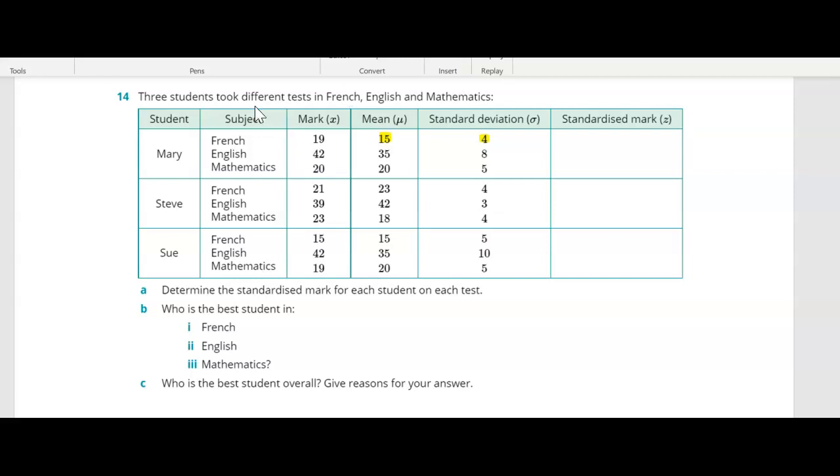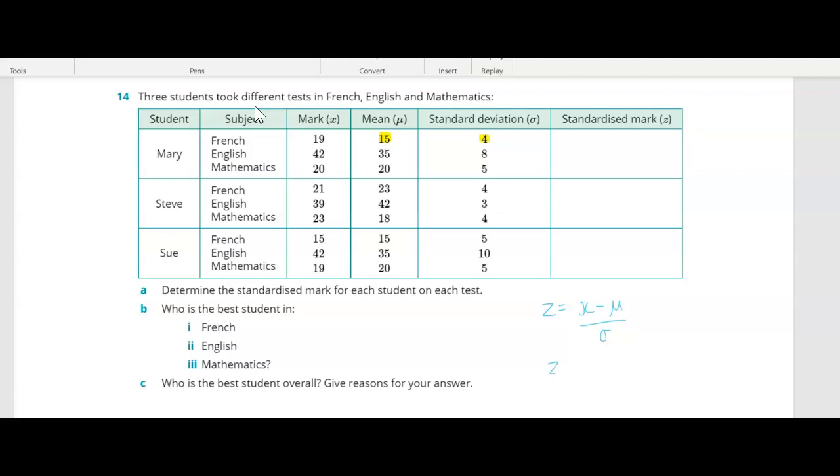All right, so let's just do the Z score for each one. Now remember, your Z score formula is this. All right, so X minus your mean divided by your standard deviation. So I'll just do the first one for Mary, and then I'm going to pause and just do the rest. Otherwise, you could be waiting for a while.